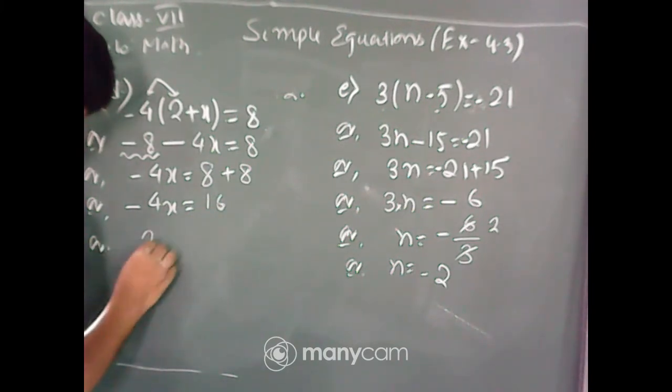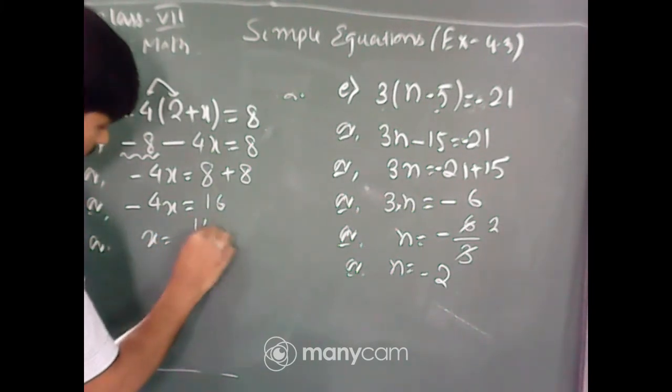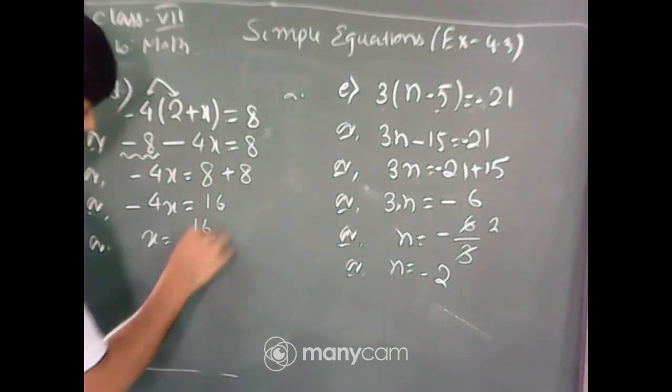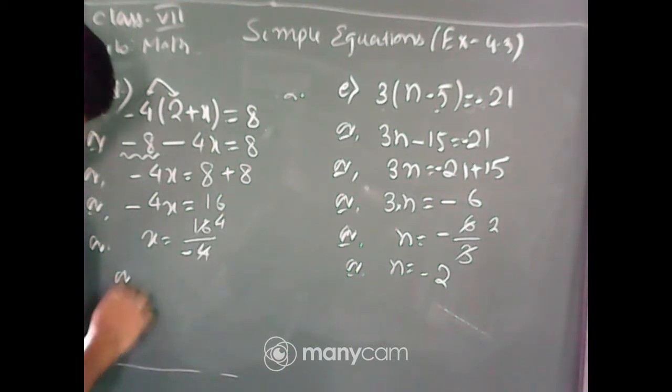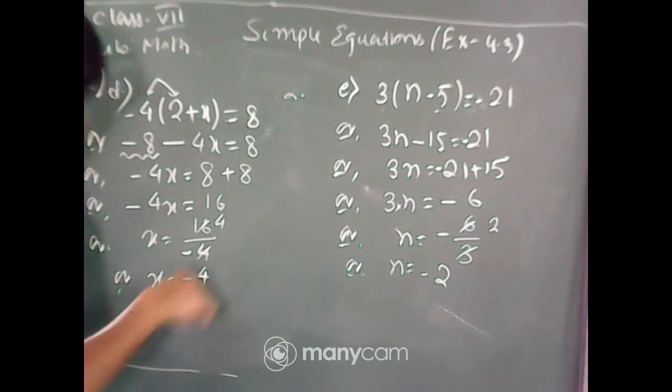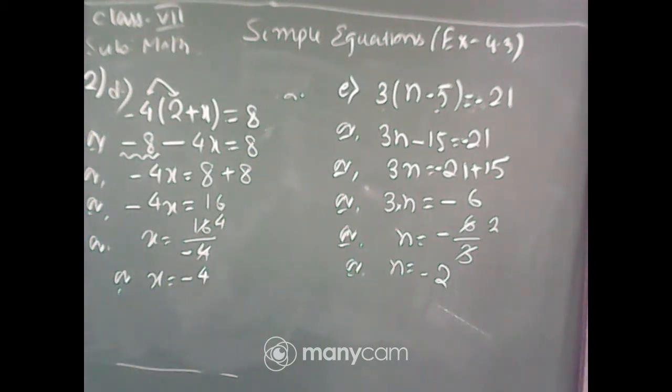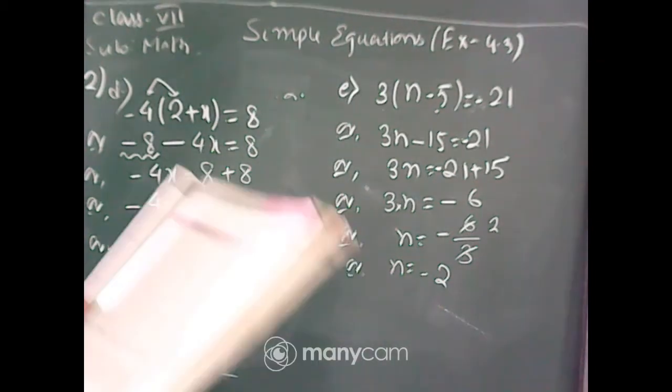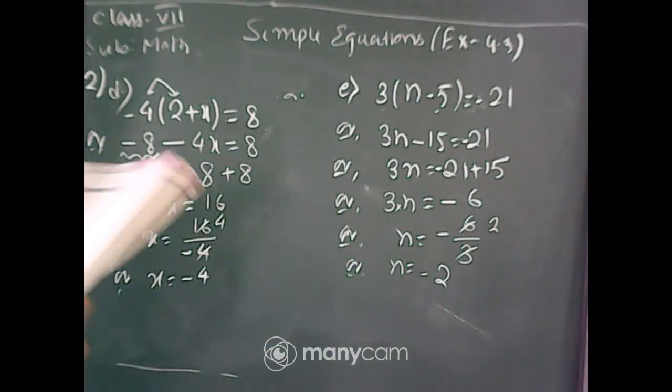That means x is equal to 16 by minus 4. 4 4s are 16. That means the answer is x is equal to minus 4. X is equal to minus 4. Yes, Tanisha. X is equal to minus 4. Okay, have you understood, students? Yes, okay, very good. Now we'll go to question number 3.